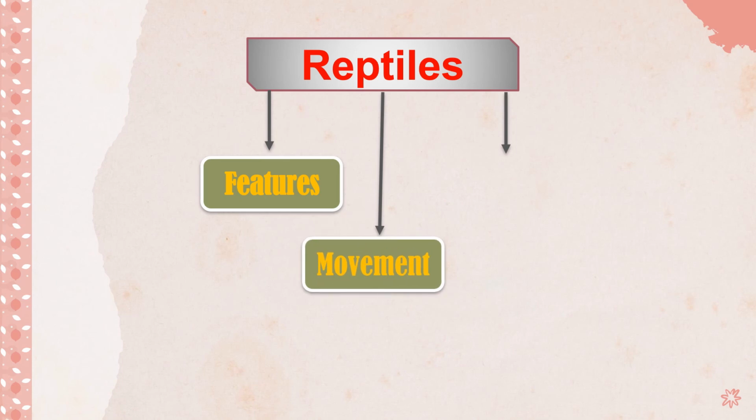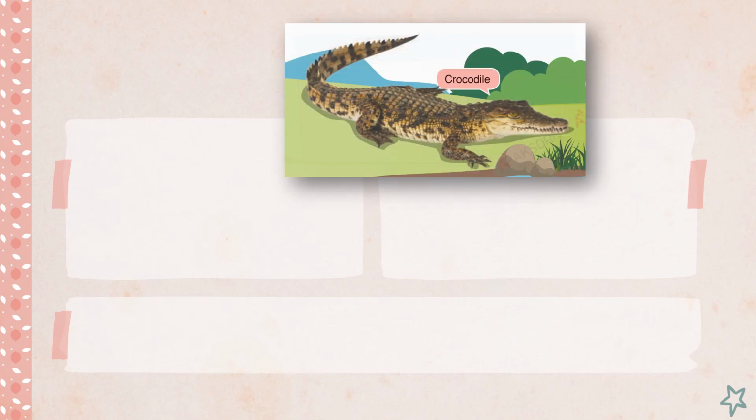Different reptiles move with different parts of their bodies. For example, snakes move by using their bodies, while turtles use their legs. Next is breathing. They breathe through lungs. Okay, now let's move to the examples of reptiles.